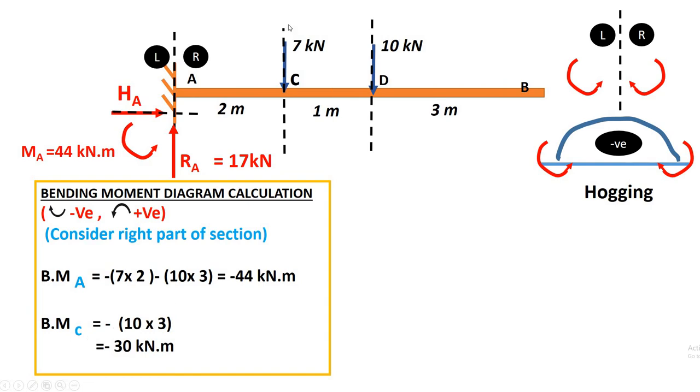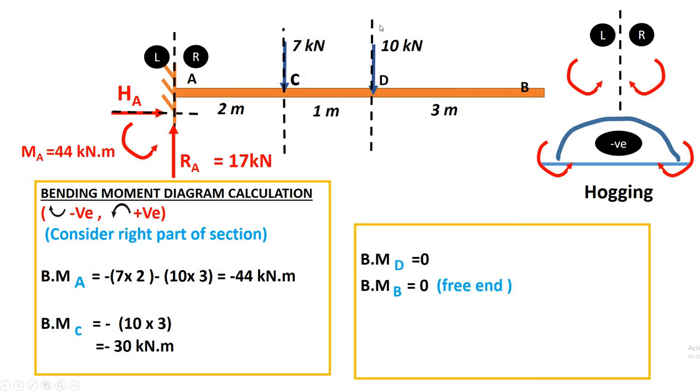Next, the bending moment at C. Considering the right part, in the right part we have only 10 kilonewton, yes or no? So 10 into 1, and the moment is clockwise, again right side clockwise, that's why it is negative, so minus 10 kilonewton meter. Now what about the bending moment at D? If you consider the right part of this section, do you have anything over here? We don't have any load and we don't have any moment. Again the bending moment at B is also 0 because it is a free end.